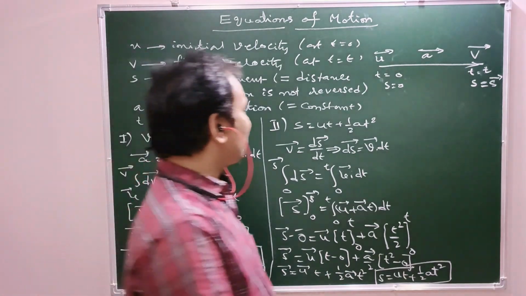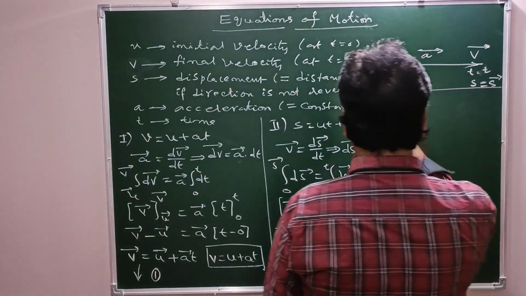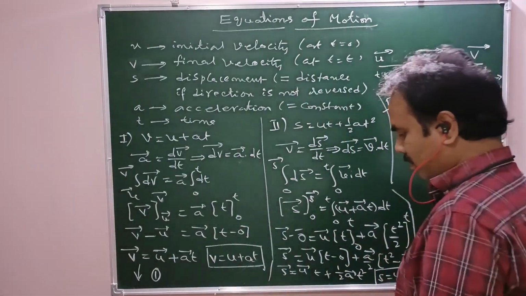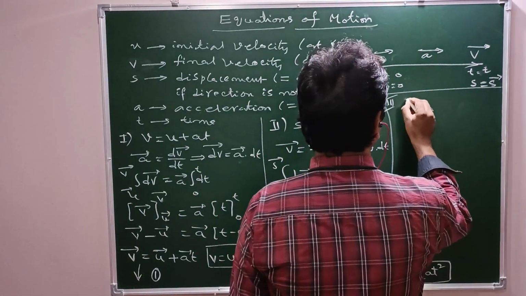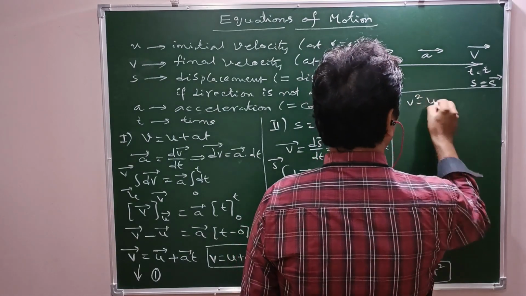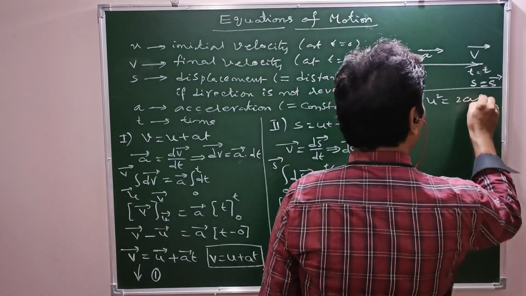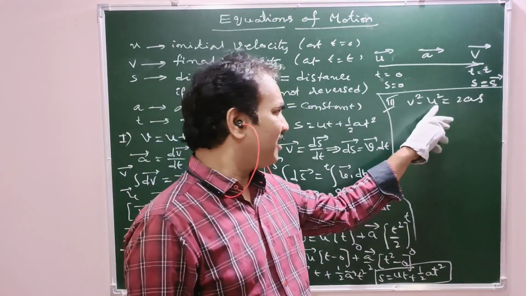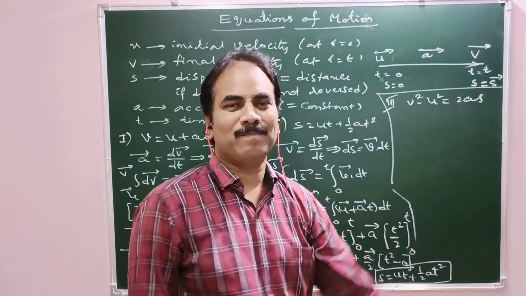Coming to the third relation. What is that? Number 3. v square minus u square equal to 2as. Right? This is a relation connecting initial velocity, final velocity, acceleration and displacement.